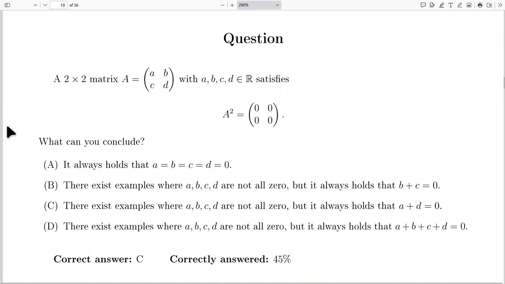Okay, so this is a nice matrix question. It comes from the entrance exam for Flemish engineering students, and you can see that 45% of applicants got this one right. So if you try it for yourself, pause the video, read the question, and try to figure it out.